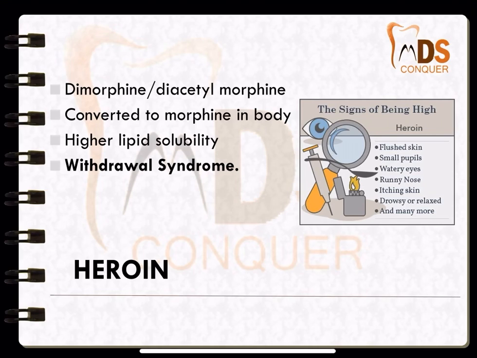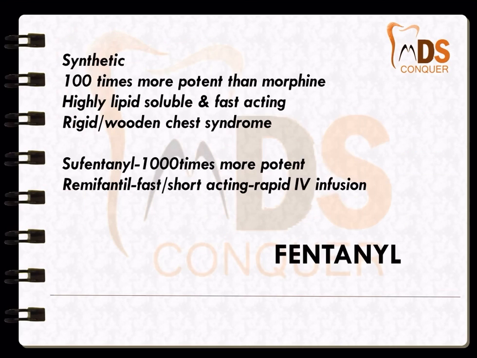So next, heroin: it has withdrawal symptoms and it's converted to morphine in the body. The signs of being high on heroin are clearly given here. Note them out: the watery eyes, the small pupils, runny nose, itchy skin, and all that.